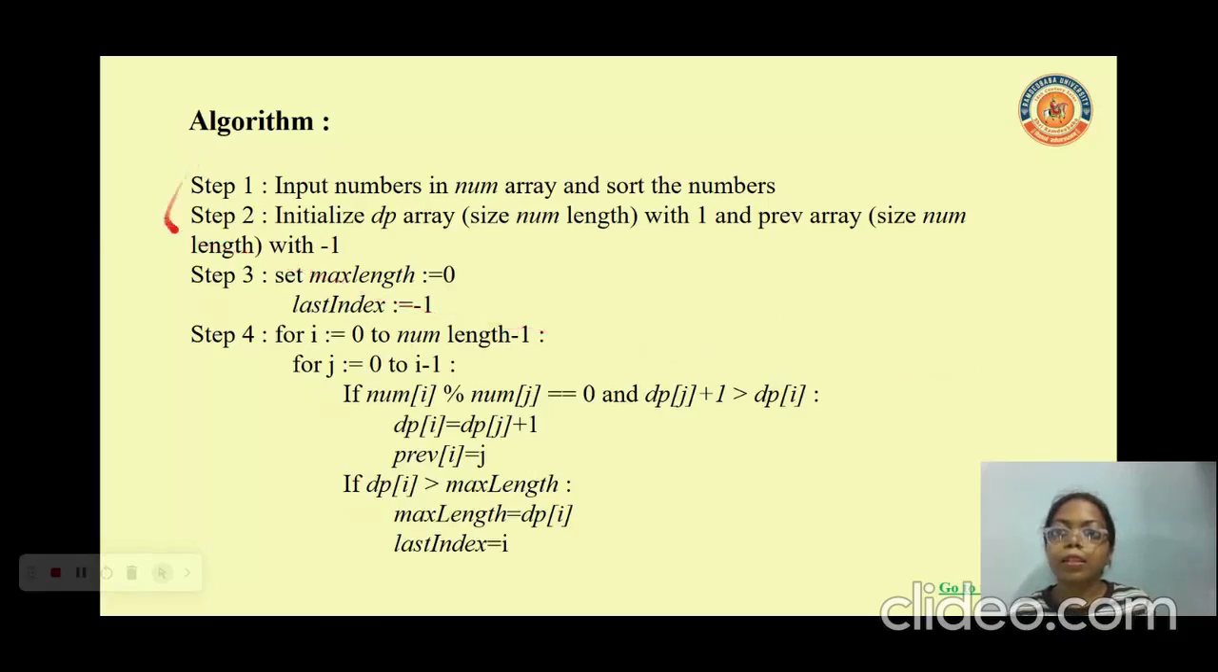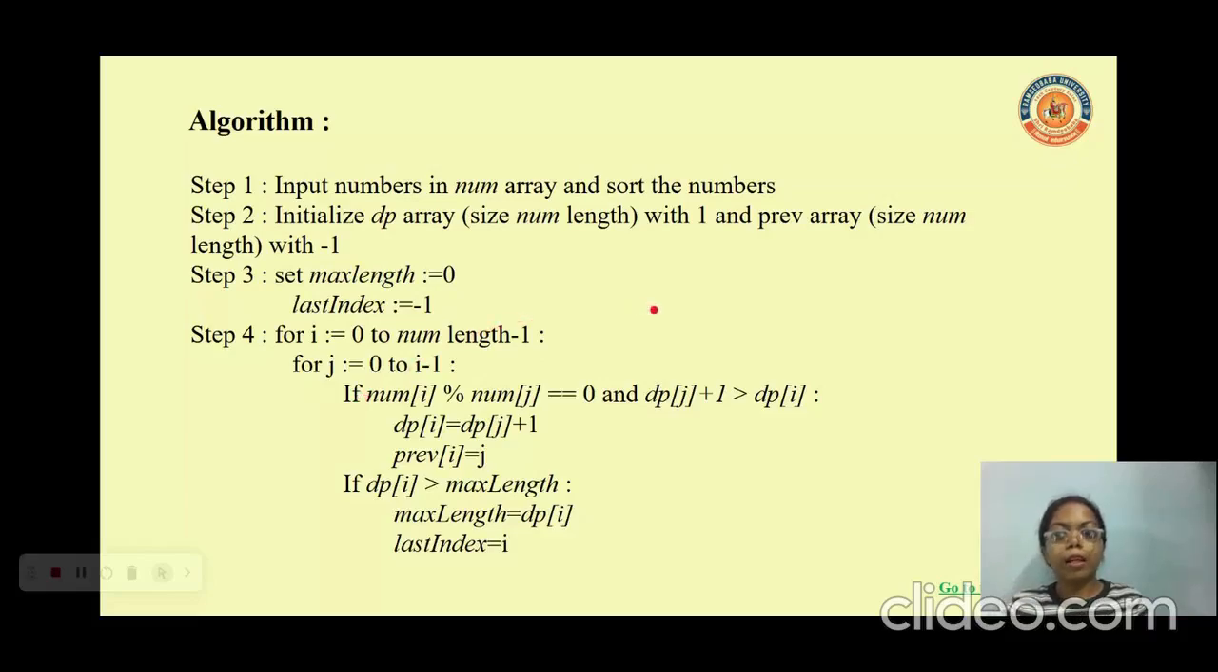So here is the algorithm. As you can see here, it is really an exact copy of the previous algorithm, the only difference lies here. Here we are checking for divisibility, not for the increasing sequence. So we need to change only this condition.